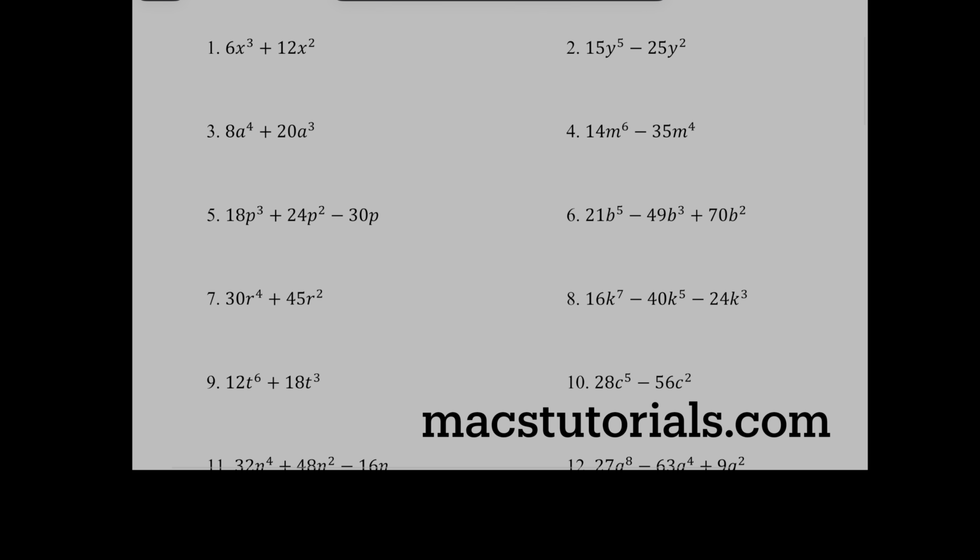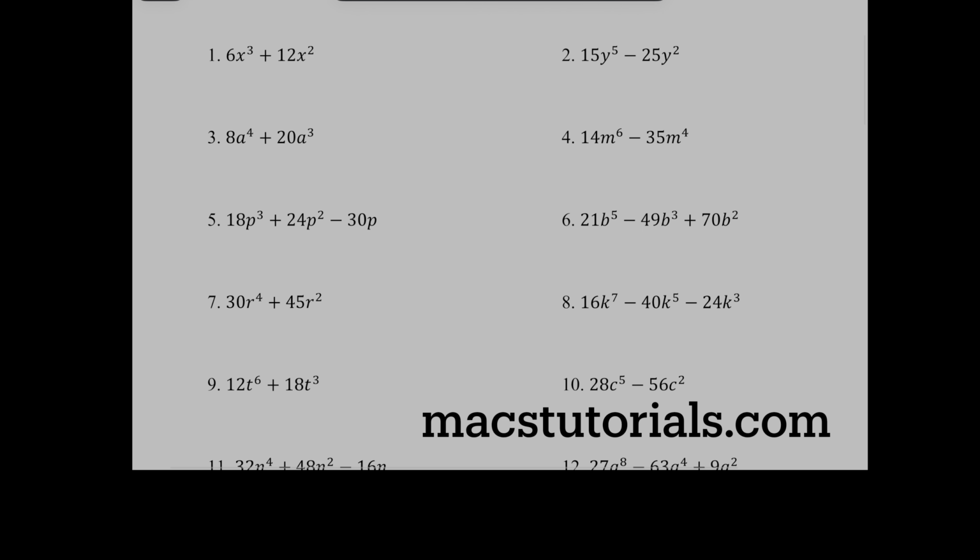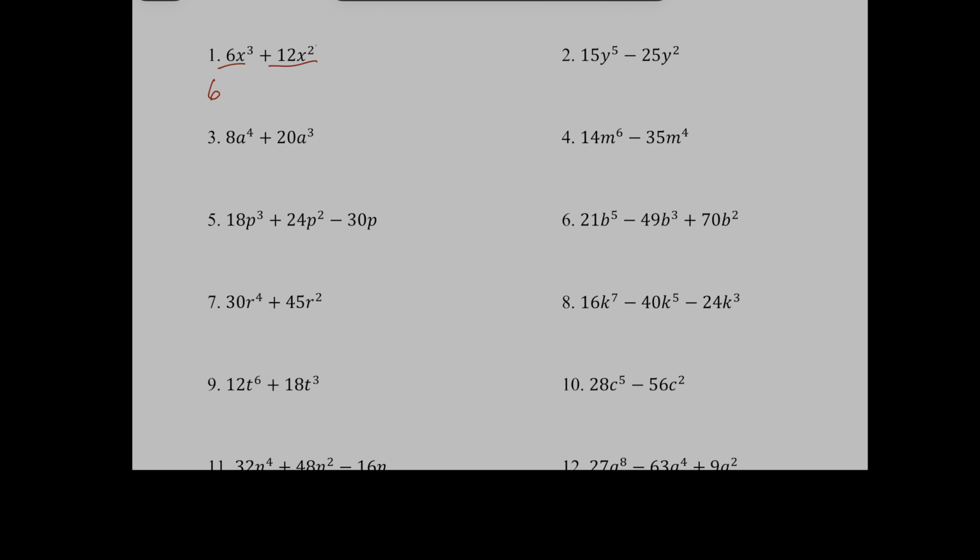Okay, so on the first one, first thing you're going to do is you ask yourself, what's the same between both of these? Start with the numbers, 6 and 12. What number will go into both 6 and 12? And the answer is 6. Now let's look at the letters. I have x cubed and I have x squared. What's the most I can pull out of both of them? The answer is x squared. So 6x squared is going to be my common factor, okay?